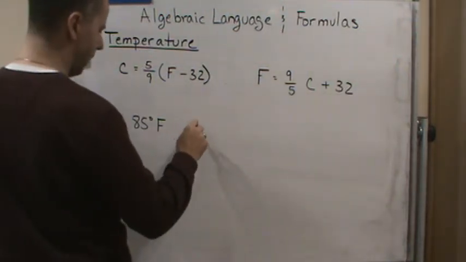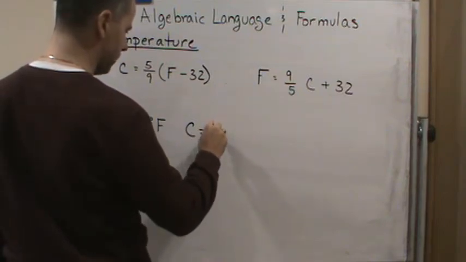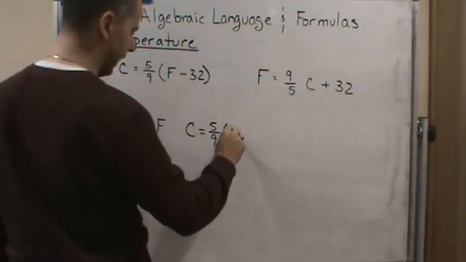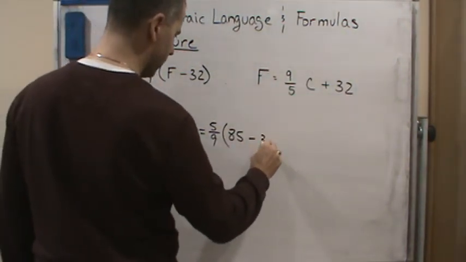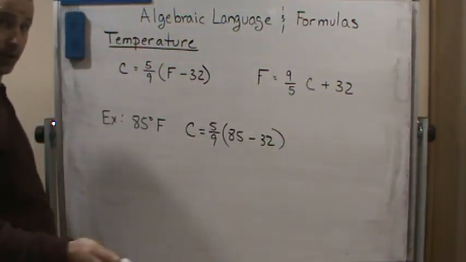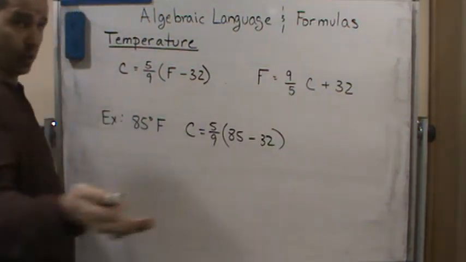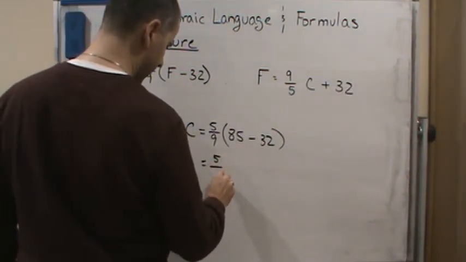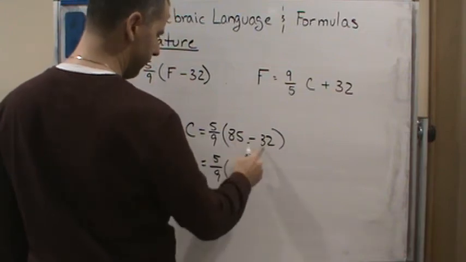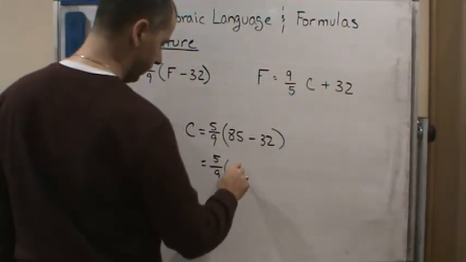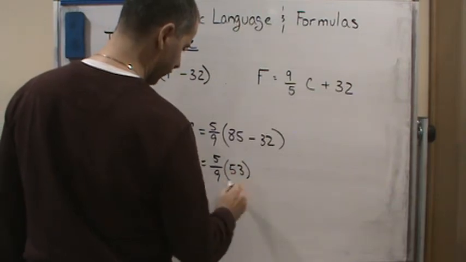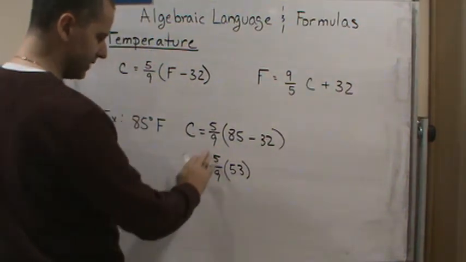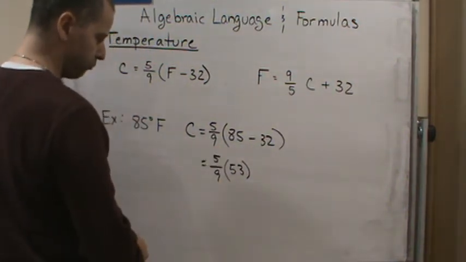It's understood that since we're dealing with temperature, these are degrees, unless otherwise stated. Okay, so let's do 85 degrees Fahrenheit. I want degrees Celsius, so C equals 5/9 times the quantity 85 minus 32. Now I'm going to evaluate this using the order of operations, so I'll do what's in parentheses first. That's 5/9 times what? 85 minus 32 is 53, right? Then I'm going to use my calculator, because this is not going to give me a nice round number.